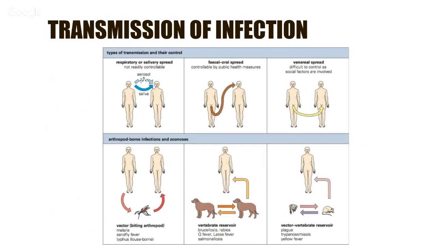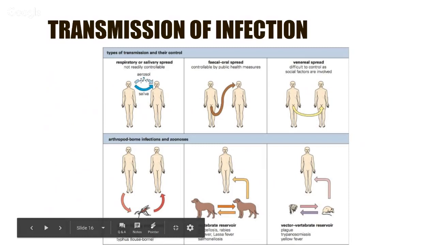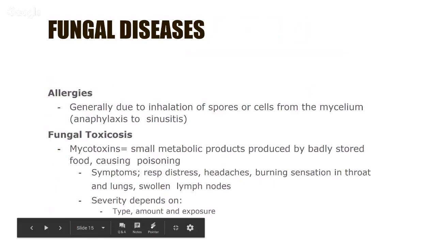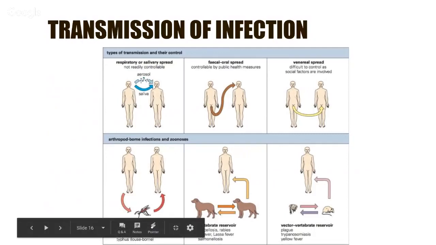Arthropods are your insects, so things like malaria, dengue, chikungunya would be through arthropods. Your vertebrates are the things like rabies. So if you get bitten by a dog, you need to have certain injections done, and that's against rabies. And then you might have other causes like rats or other infestations causing things like the bubonic plague, which are not good.